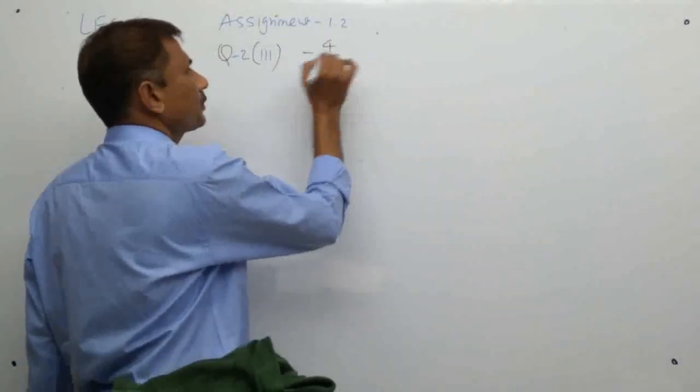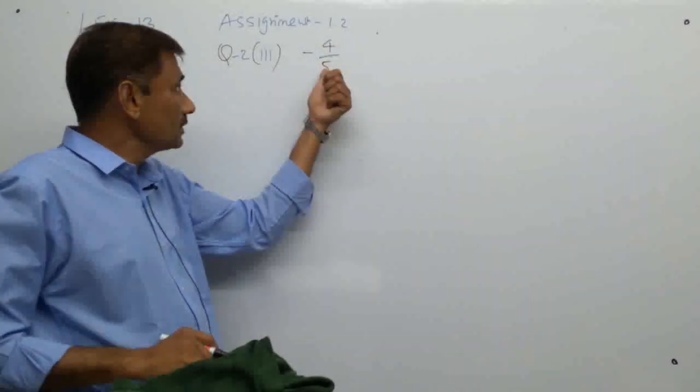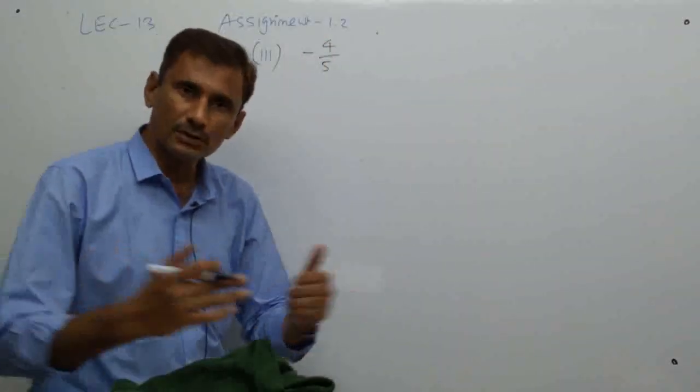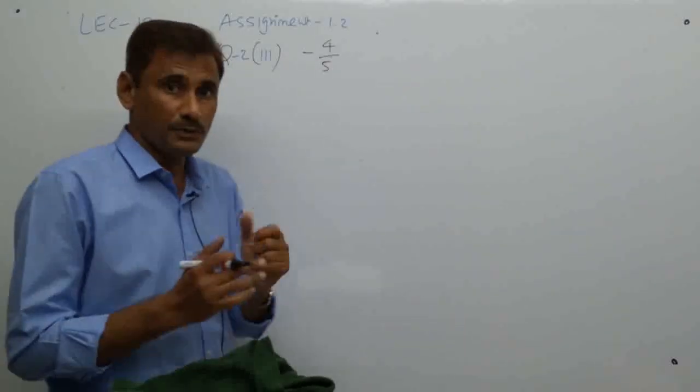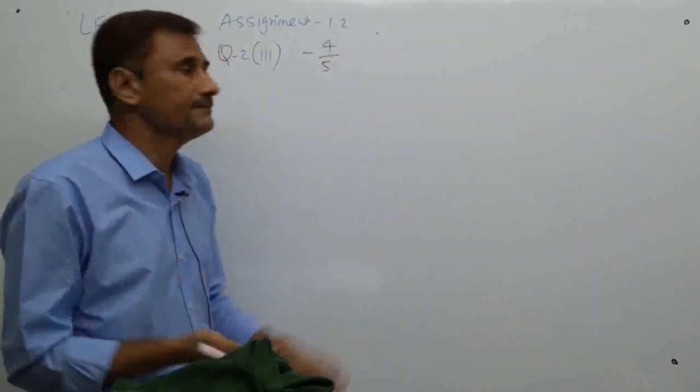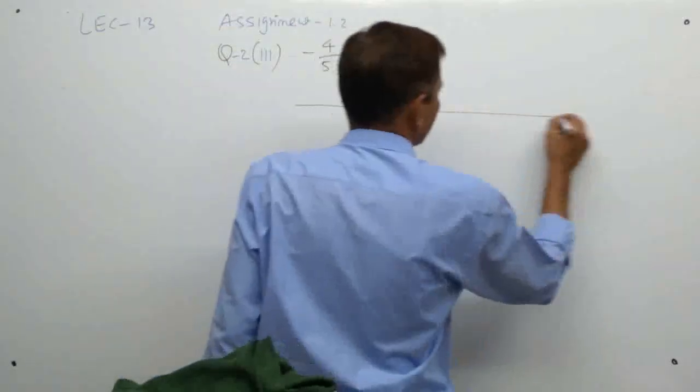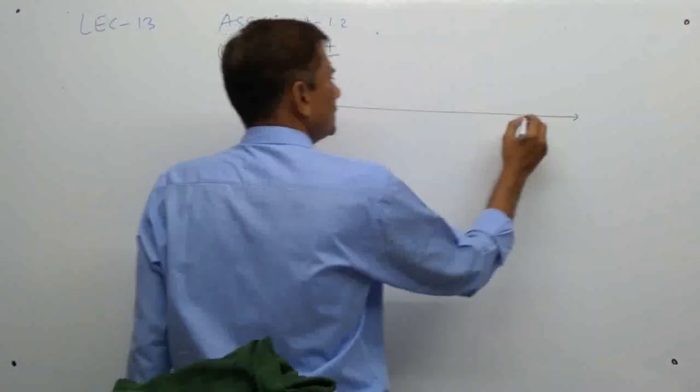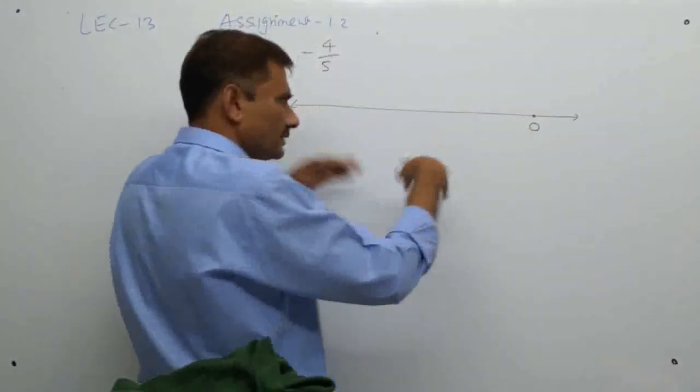It is a proper one. Why? 4 is smaller than 5, which means the numerator is smaller than the denominator. So it is proper, and obviously it lies between 0 and minus 1. So on the number line you can plot only these two numbers, not the remaining ones.